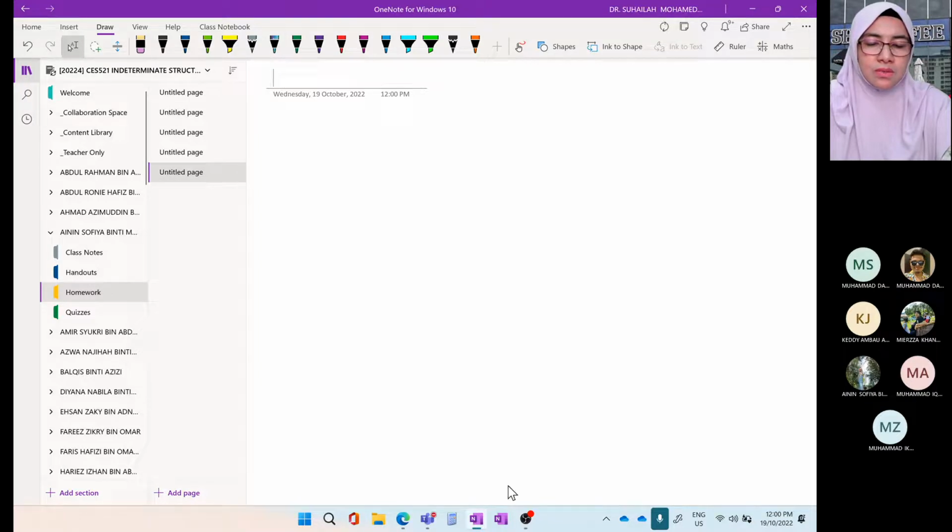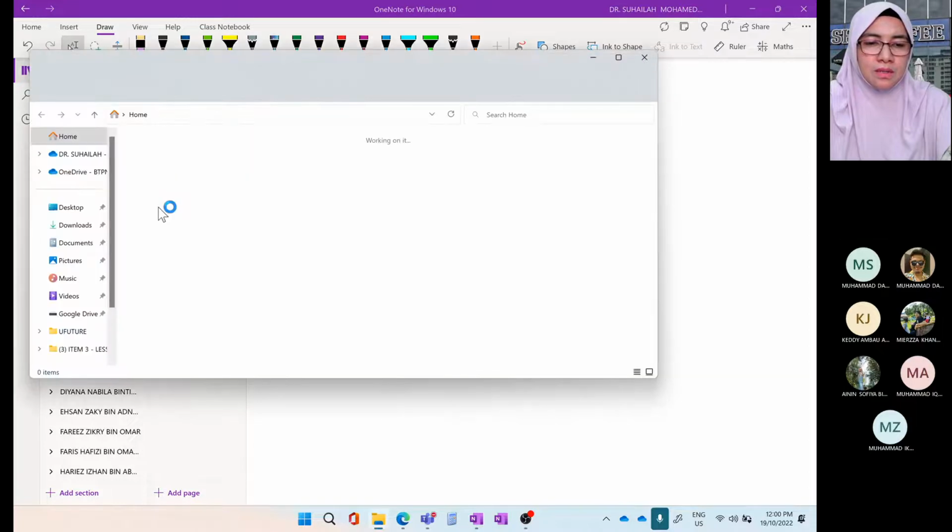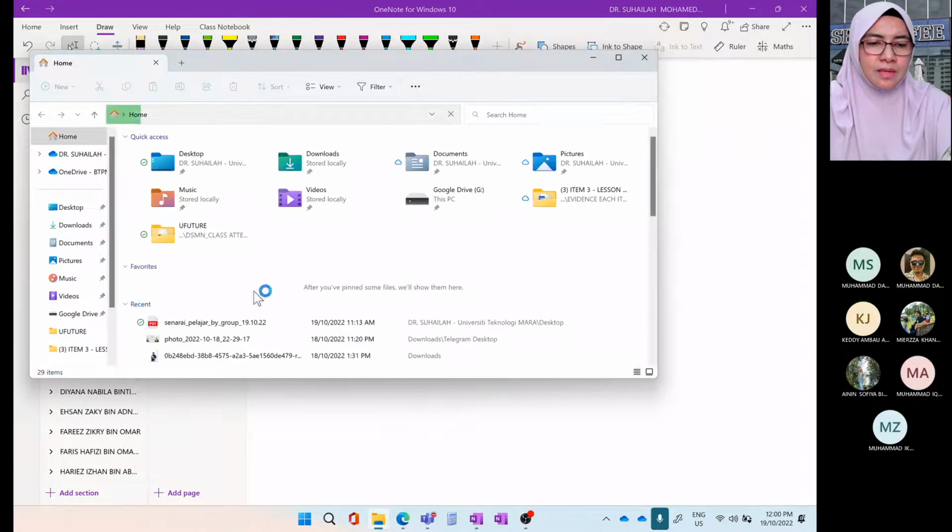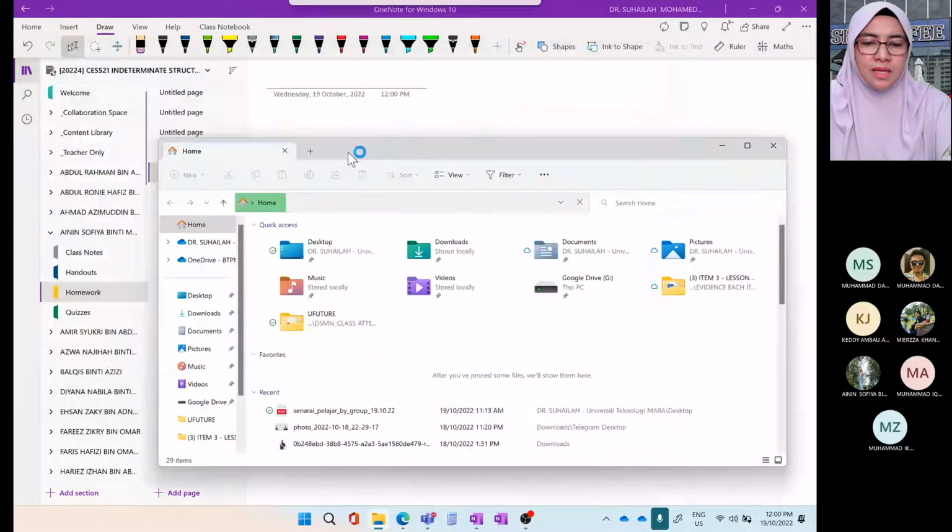So you buat latihan tu, and then you just drag je lah. So let's say this is the file, PDF file tu, you just drag masuk.